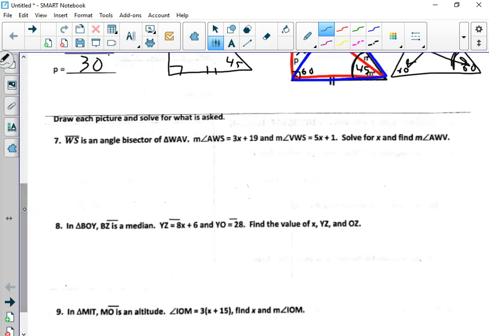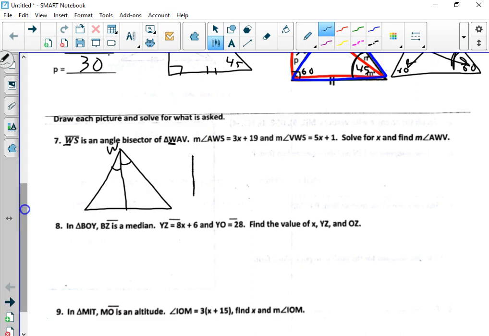WS is an angle bisector of angle WAV. Now, you can draw any triangle you want. I personally think it's just much easier to draw at least isosceles triangles, if not equilateral. And when I see W, which is part of the triangle, I just put that at the top. It's always easier to draw these things from the top. You don't have to, but it makes it easier for me visually. So it's an angle bisector, which just means I'm cutting this in half. Now that doesn't look very equal, but I mark it equal because I know I'm just doing this for visual purposes.